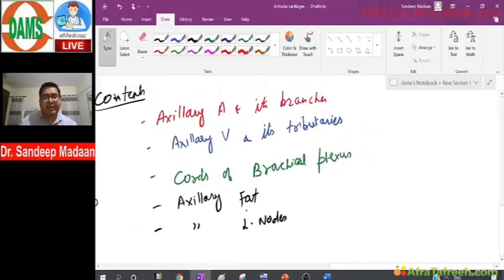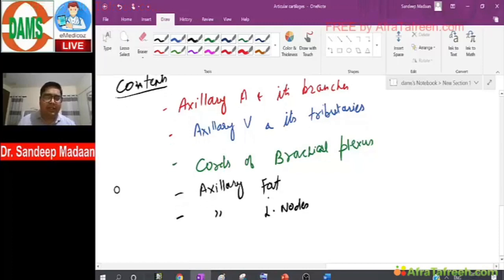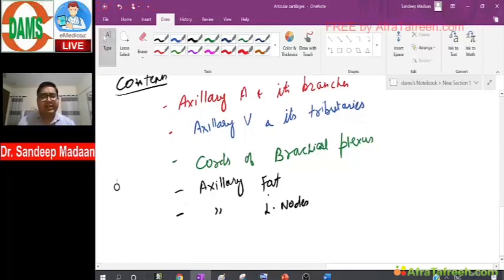So now that we have written the contents of the axilla, that is axillary artery, axillary vein, cords of brachial plexus, axillary fat, and axillary lymph node. Among these contents, two are of special reference and need to be known in detail, that is the axillary artery and the brachial plexus. Otherwise, the axillary vein simply follows the axillary artery.